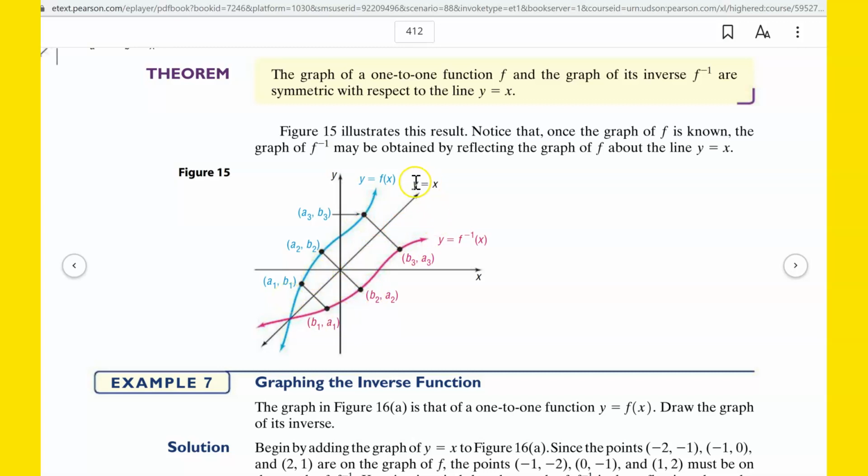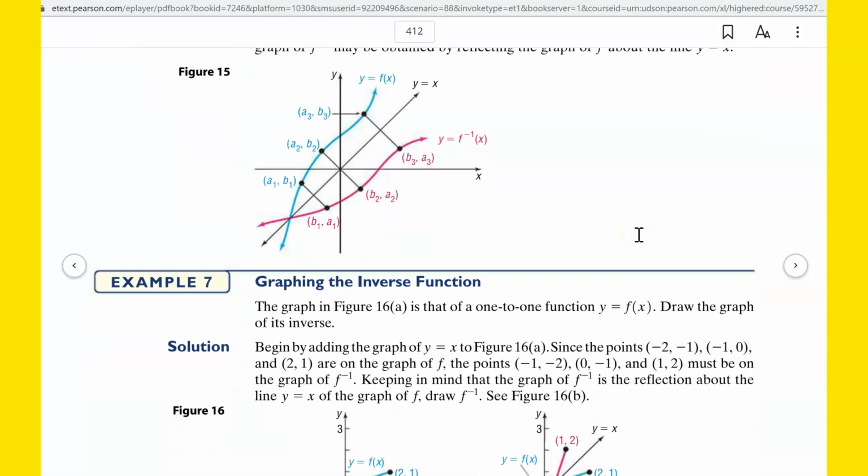And that makes sense because since an inverse swaps the x and the y, then it's going to be perfectly symmetrical from where x and y are the same, y equals x. All right.